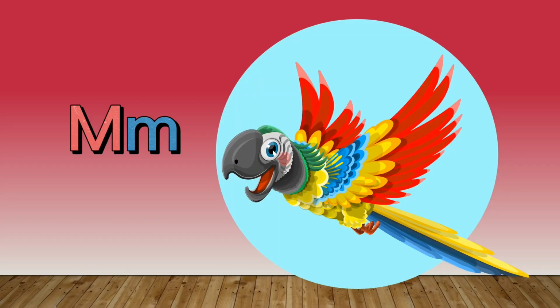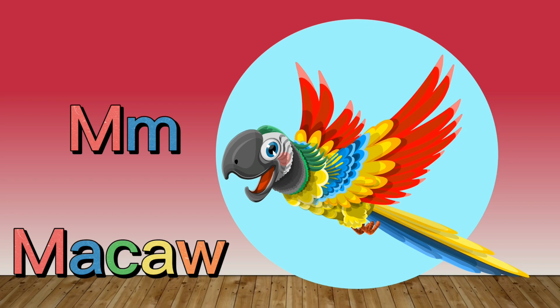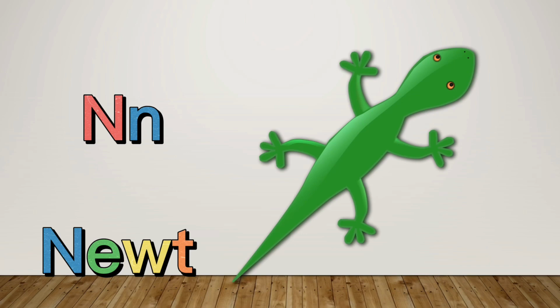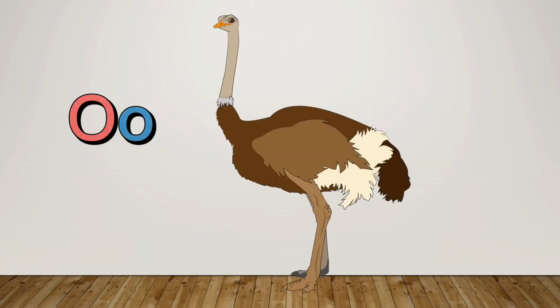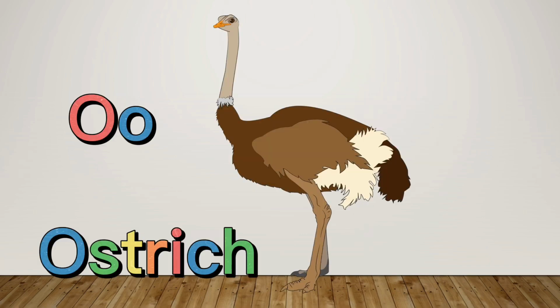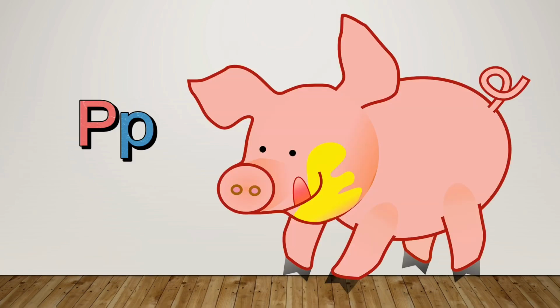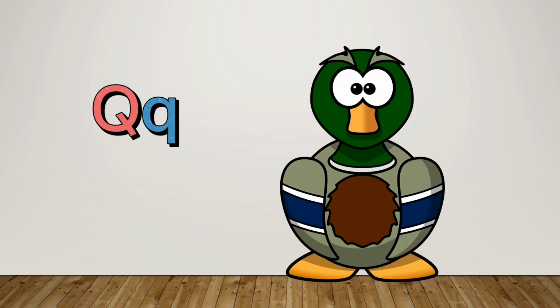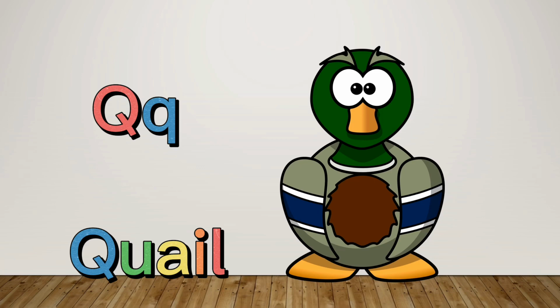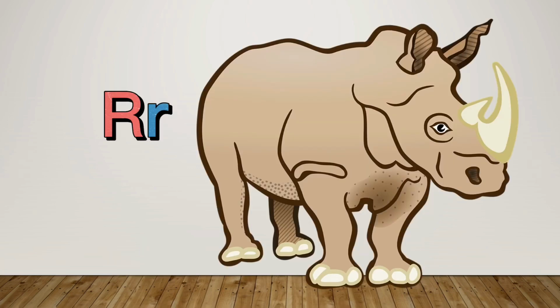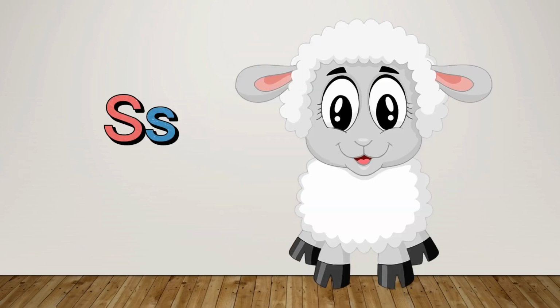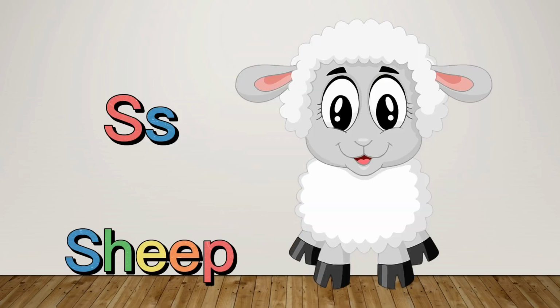M. M is for macaw. N. N is for newt. O. O is for ostrich. P. P is for pig. Q. Q is for quail. R. R is for rhinoceros. S. S is for sheep.